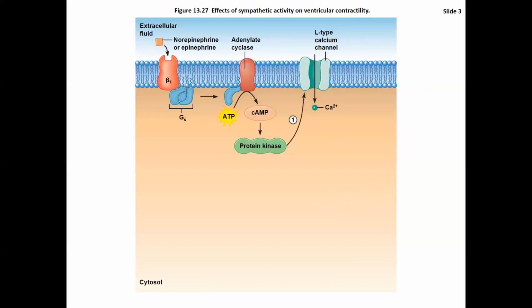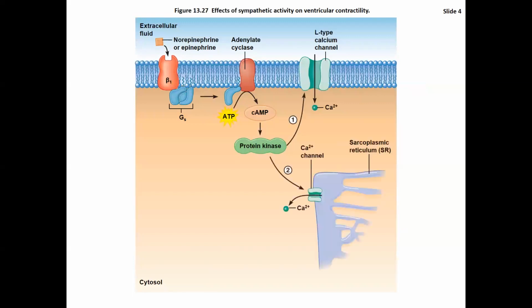Okay, we should know this from our discussion of this phenomenon with skeletal muscle. More cross-bridge cycle equals more force. The second mechanism is by activating the calcium channels on the sarcoplasmic reticulum. And by doing so, we have more calcium moving out from the SR where it's being stored into the cytoplasm. So that's the second mechanism by which the sympathetic nervous system increases ventricular contractility.